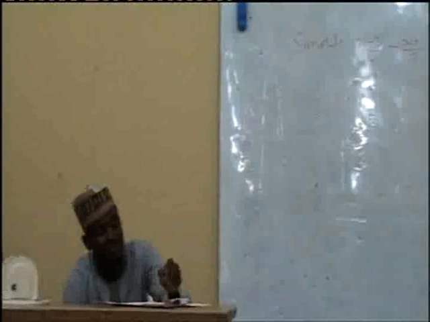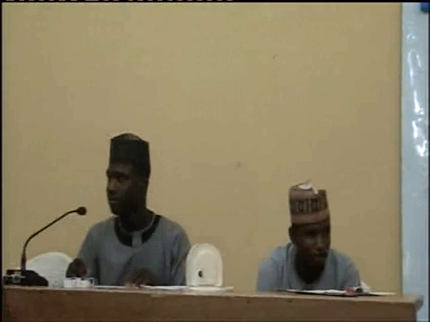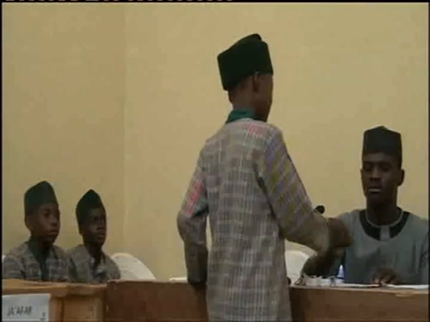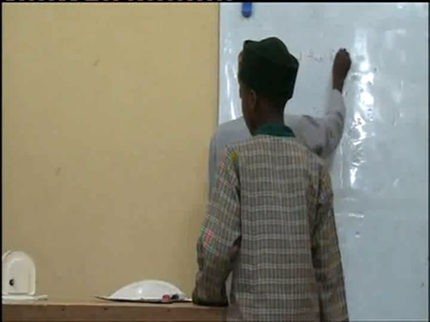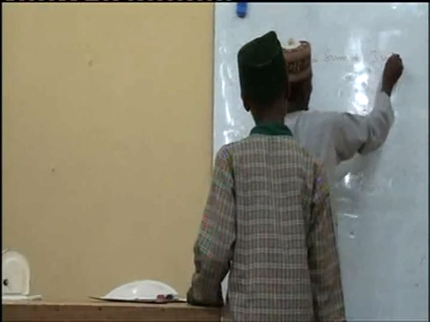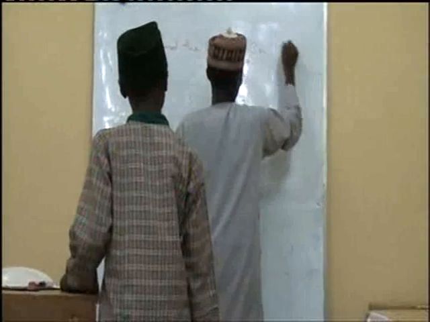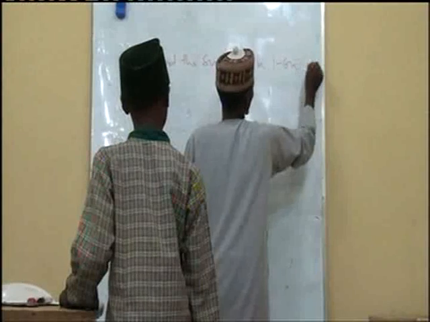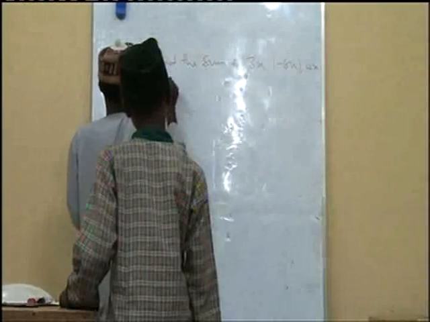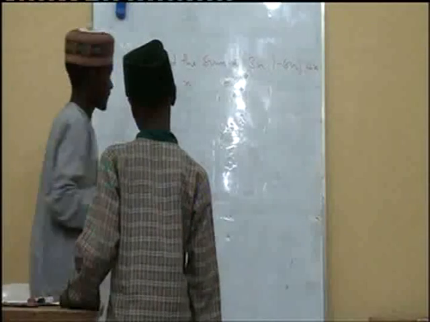The next house is Bawami Shinkafa's house, and here is the representative. He is speaking their question. Bawami Shinkafa's question goes like this: find the sum of 3x, 1 minus 6x, 4x, and x.